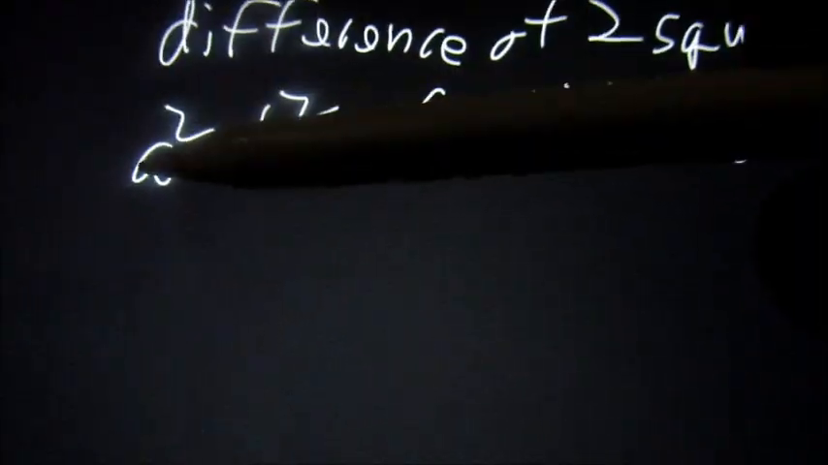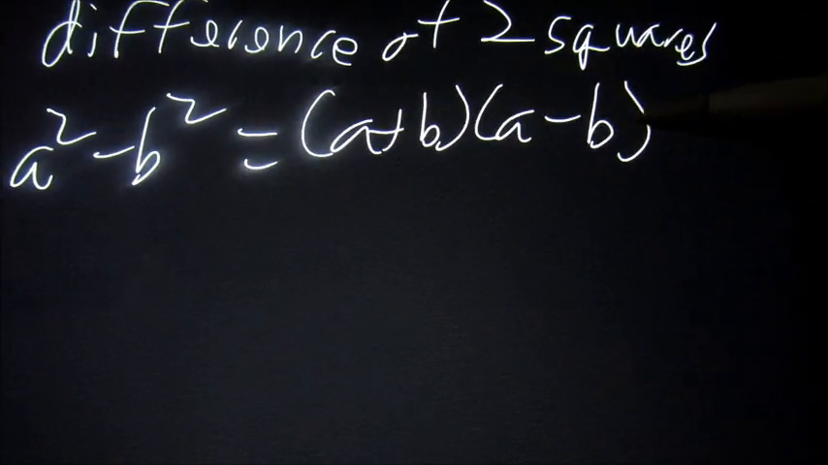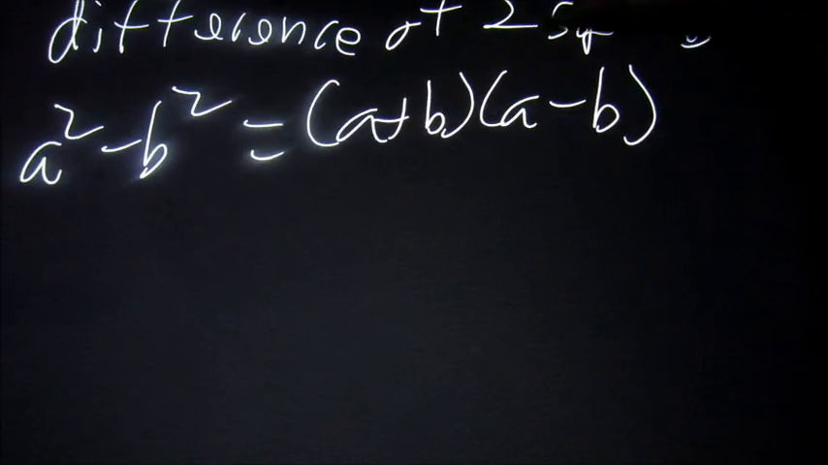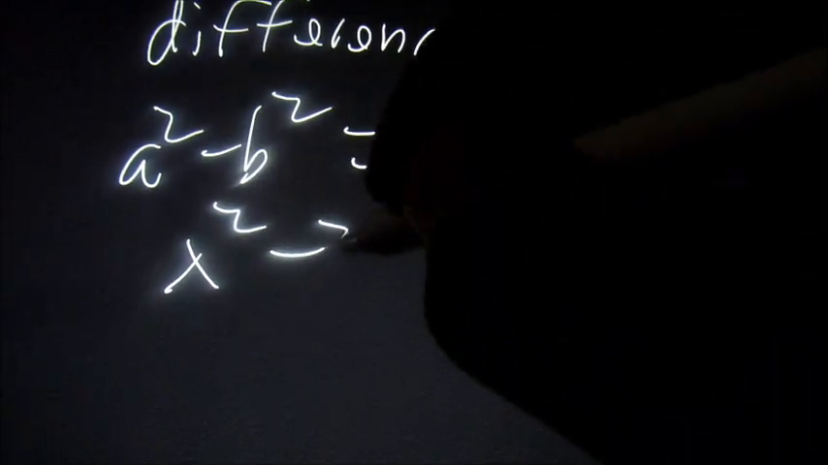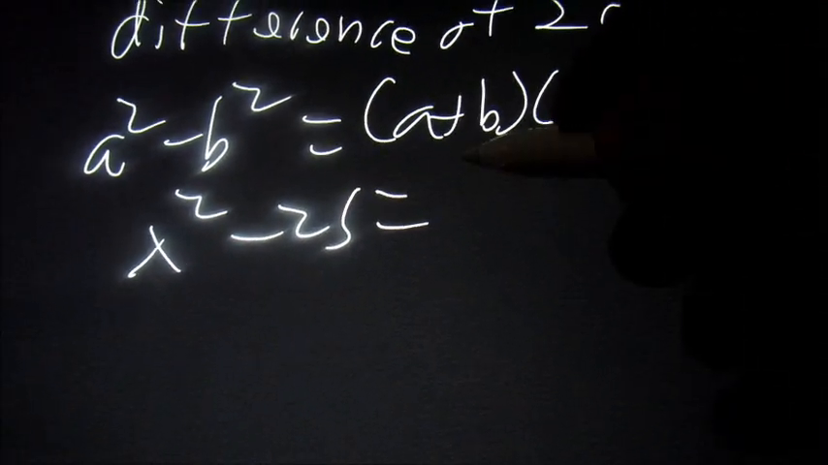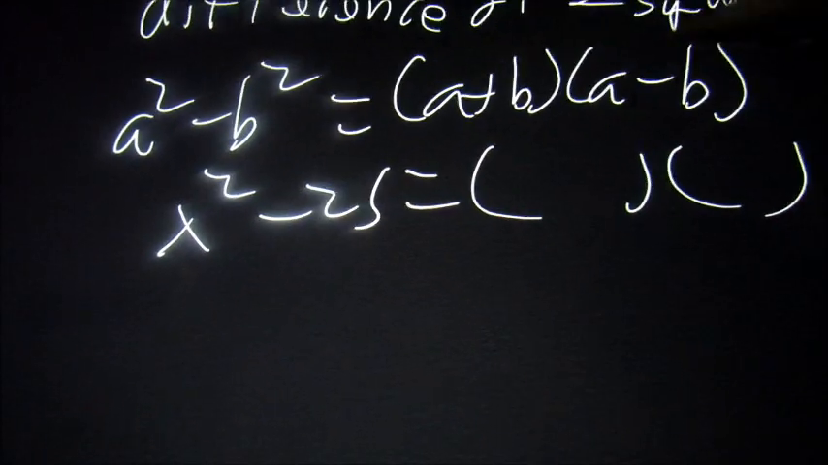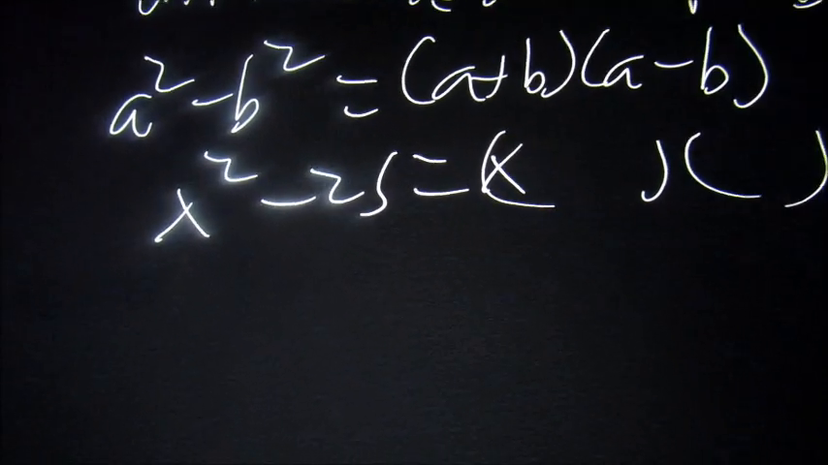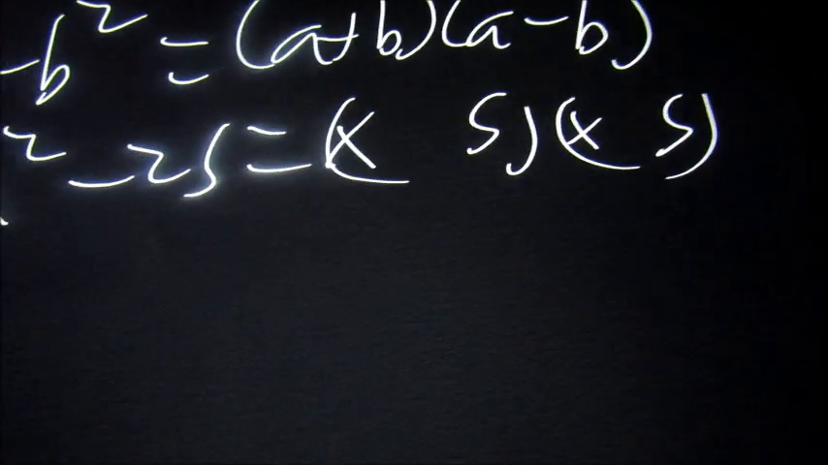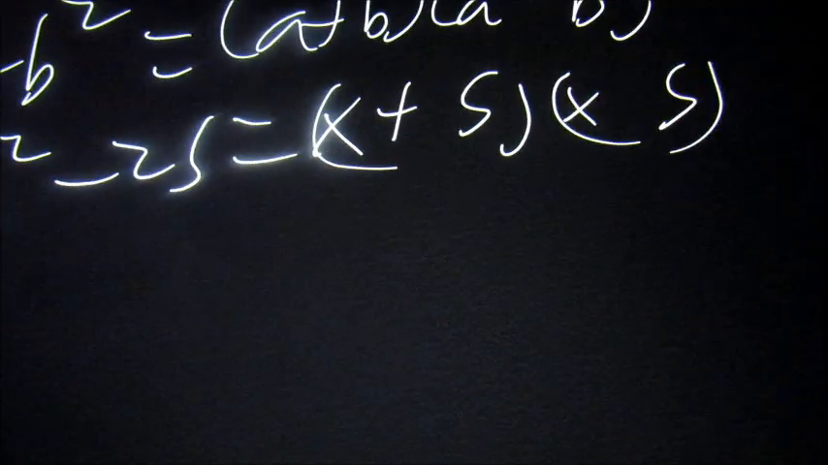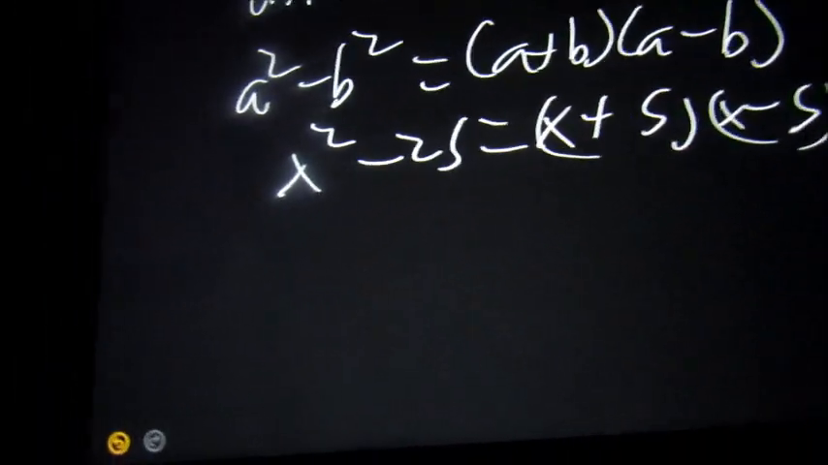So all you're going to do is take the square root of both of them. You're going to have two binomials with those two numbers. One's going to be plus, one's going to be minus. So x squared minus 25. Square root of x squared is x. Square root of 25 is 5. So we're going to have x and 5 in both binomials. One's going to be plus, one's going to be minus.